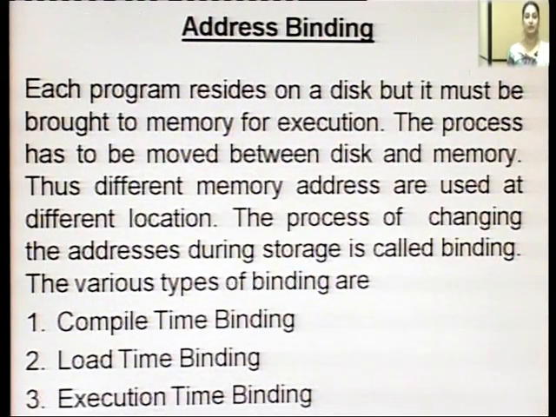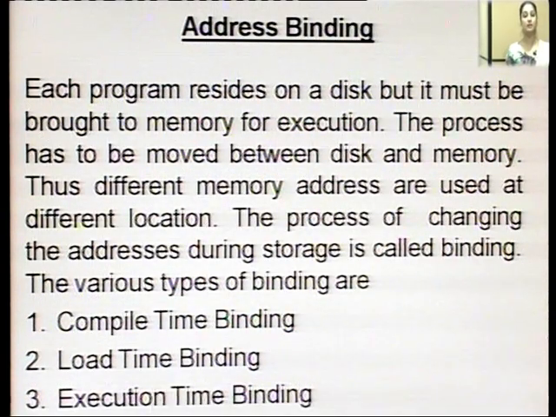Now, address binding. Each program resides on a disk. A disk is a physical storage device, a secondary place, secondary memory, where the data is stored. But if I want a program to execute, then this program has to be brought into the main memory. Main memory is RAM. The process has to move from disk to the main memory.